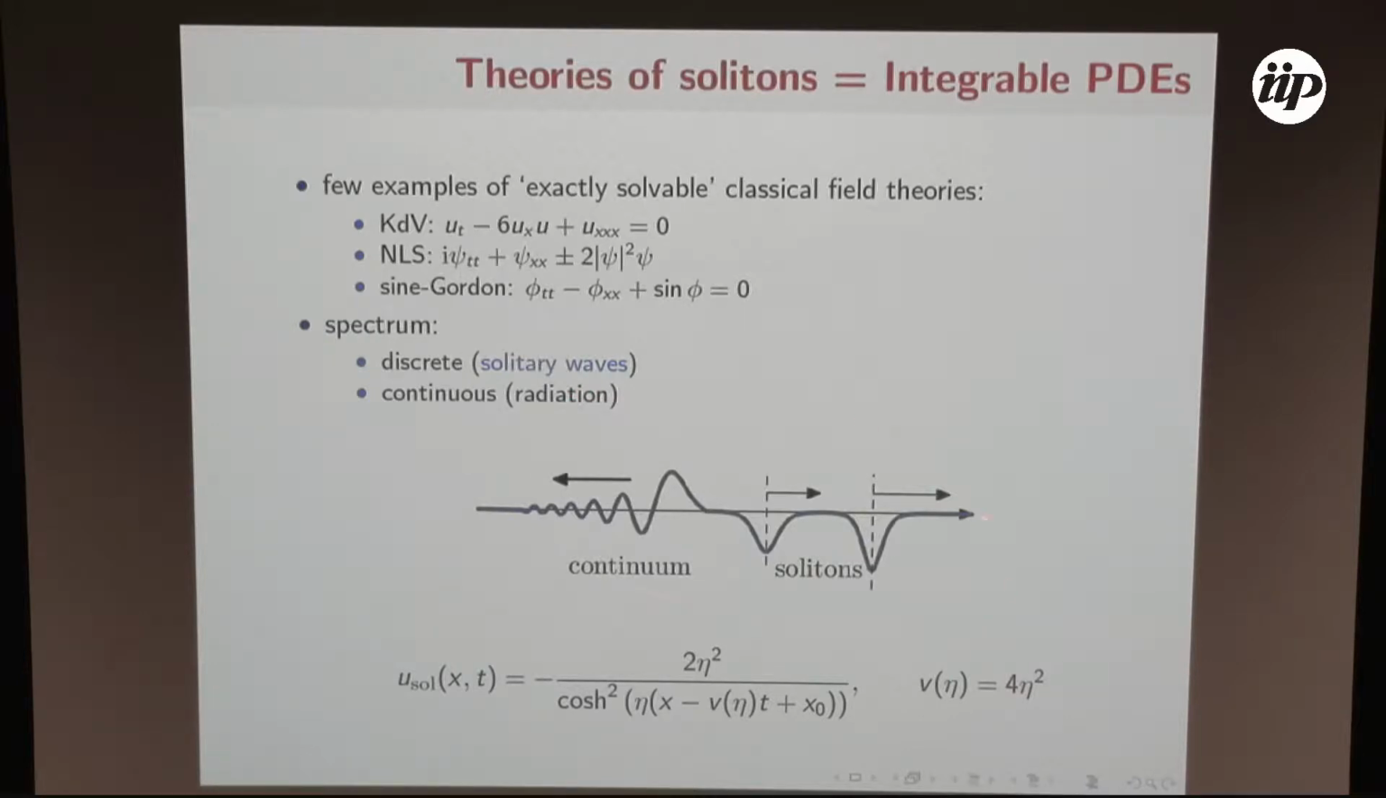So here is a cartoon of what a typical situation would be if you start with some field configuration for a scalar field theory, like KdV. You will get a bunch of solitons, and you will get some radiation or continuous part. This model in particular is a bit special because the solitons move in one direction, and the continuum is only allowed to move in the other direction, but generally you can have bidirectional motion, of course. And the solitons are nonlinear field configurations, which have this distinctive 1 over cosh square profile.